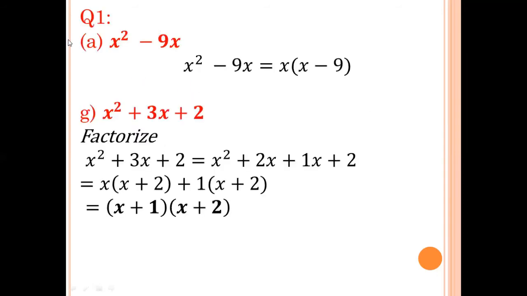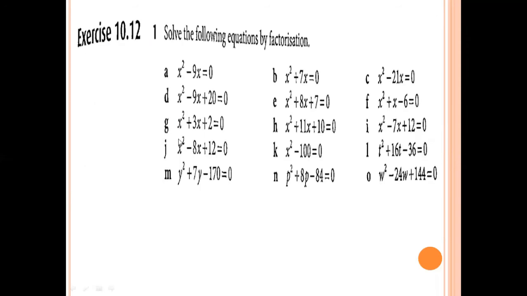Now, as it is same, we are solving 10.12. Question number 1, part A. Here is your question. This also has x, this also has x. So what we'll do, we just take common. This will have 2x, this will have 1x. So we take 1x common. So what is left? x minus 9. So here's your answer.